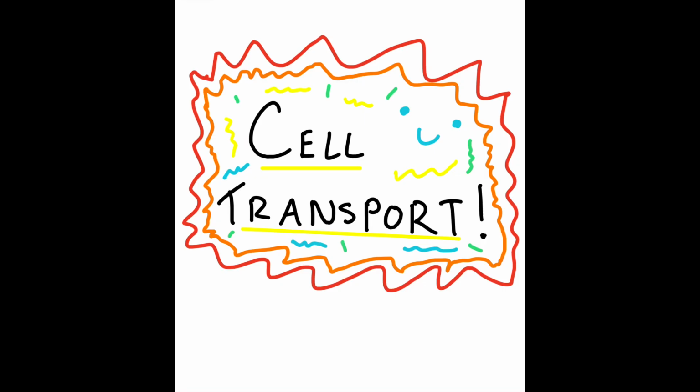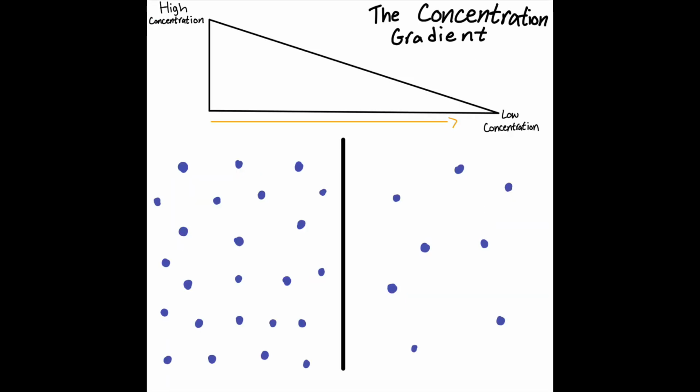So now let's go ahead and look at cell transport. First, we have the concentration gradient. The concentration gradient is a difference in how crowded molecules are in two areas. As we see in the diagram here, molecules tend to move from crowded areas, or high concentration, to less crowded areas, low concentration, until it is even.